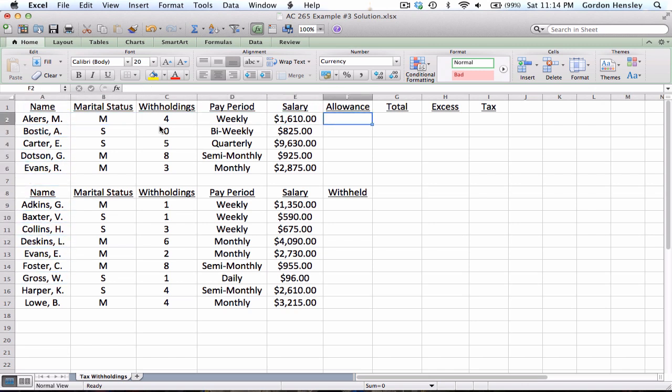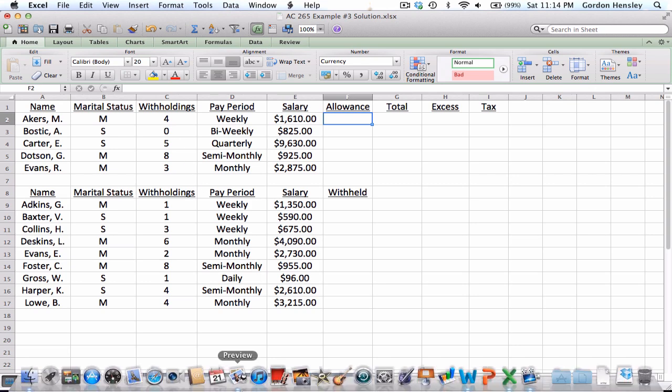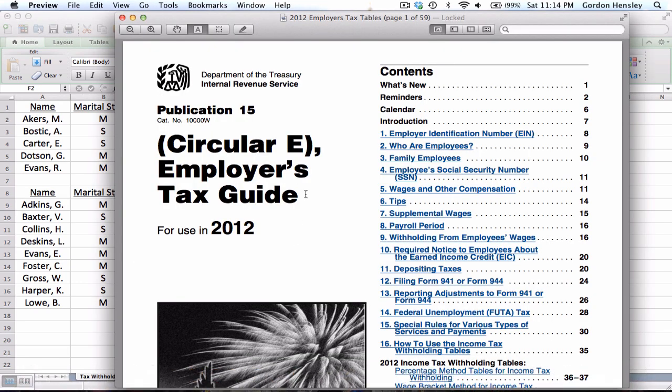Now in order to do that, I'm going to need some information. The information that we will use, you could find in different places. It's actually included in your textbook, but it's also available online, and it's also available on our course website. In fact, there is a document that I've posted to the course website, and I'm going to open this document to show you what this looks like. This is actually from the IRS, and this is the Employer's Tax Guide. So there's all sorts of great information in this document that will help us solve this type of problem.